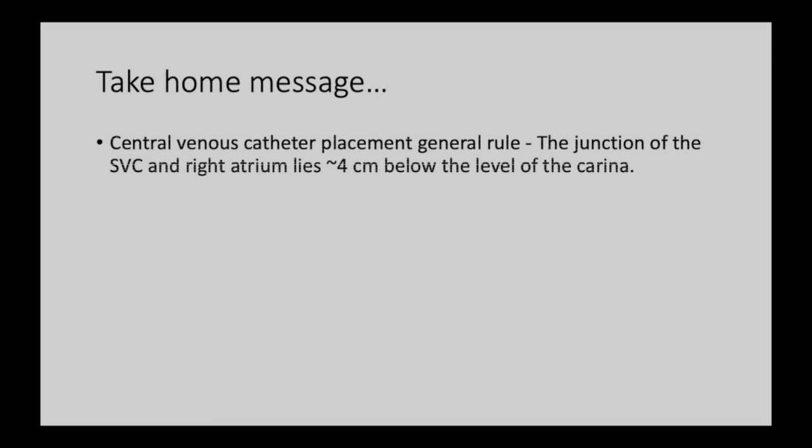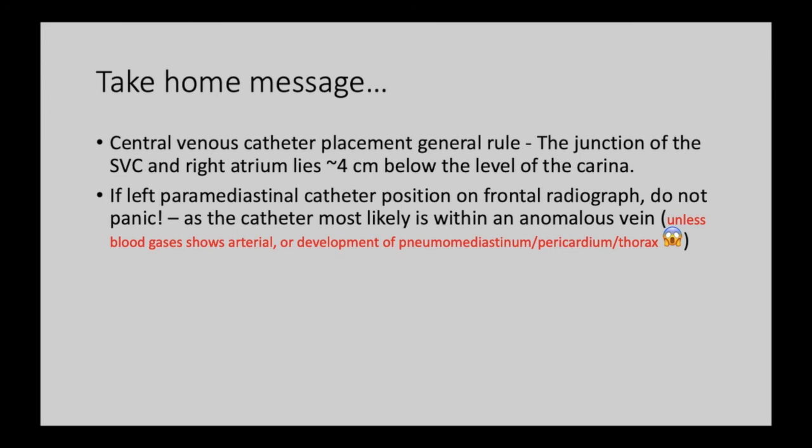So to end my presentation, generally, the central venous catheter should be placed at the junction of the superior vena cava and right atrium, which lies about 4 cm below the level of the carina on frontal radiograph. If the catheter is positioned in a left paramediastinal position on frontal radiograph, do not panic, as the catheter is most likely within an anomalous vein, unless the post-catheterization radiograph shows development of a pneumomediastinum or pericardium or pneumothorax, or the blood gas returns as arterial.